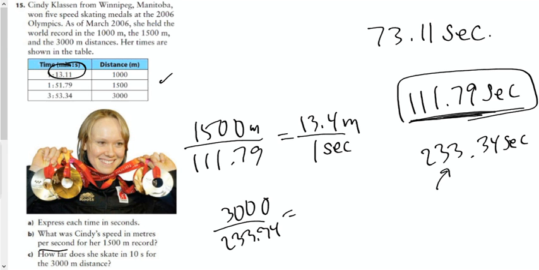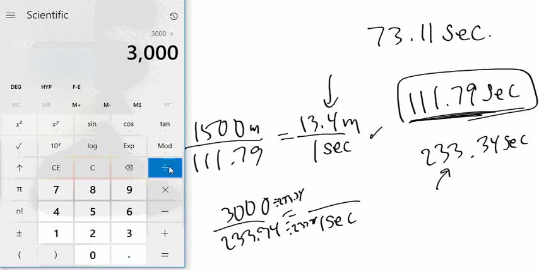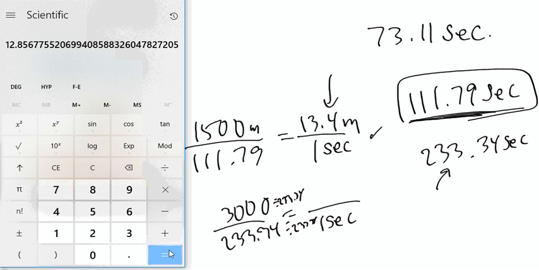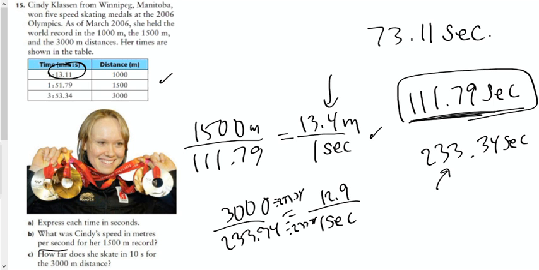So we're going to first take it down to 1 second, just like we did here. We're going to figure out how fast she was going in the 3000, which is twice as much. Now, we would expect that the 3000 average speed would be slower than her 1500, right? Because she's not going to go a greater distance at a higher rate of speed because her muscles just can't, lactic acid buildup and all that kind of stuff. So we're going to divide both by 233.34. And when we take the 3000 divided by 233.34, her rate of speed here is approximately 12.9 per second.